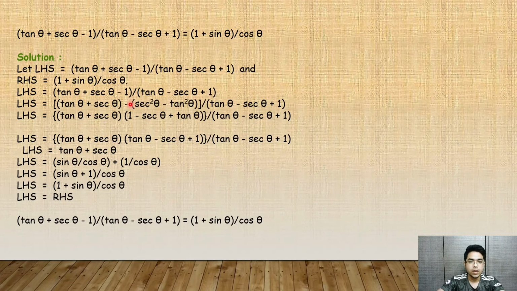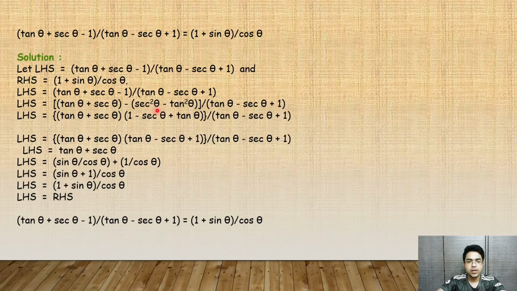LHS is equal to (tan θ plus sec θ minus 1) divided by (tan θ minus sec θ plus 1). Now here we are going to substitute for this 1 as sec²θ minus tan²θ from the trigonometric identity number 2. So the equation will become (tan θ plus sec θ minus, in another bracket, (sec²θ minus tan²θ) bracket complete) divided by (tan θ minus sec θ plus 1).